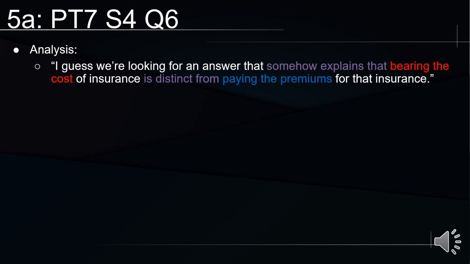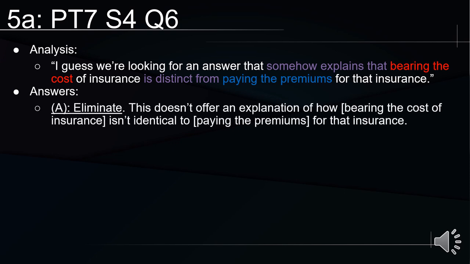What I have from the previous slide is reproduced up here. I guess we are looking for an answer that somehow explains that bearing the cost of insurance is distinct from paying the premiums for that insurance. That's all that we're looking for. So starting down the list with A. Banks are not insured by the government against default on the loans that banks make. No, they're telling us that banks don't get the same thing, but why does that matter? We're only looking for how bearing the cost of insurance is distinct from paying the premiums for that insurance. And A does nothing to achieve that for us.